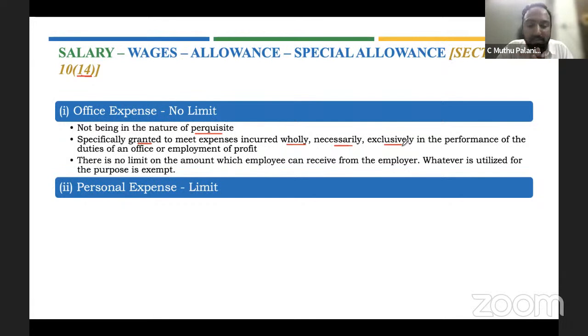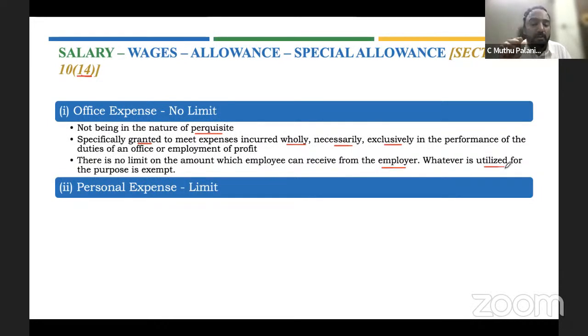So this is what you call not being in the nature of perquisite, specifically granted. There is no limit, but only to the extent it is received from the employer. For example, I've spent 6,000. My employer has given me 4,000. 4,000 is exempt. So only to the extent you are receiving from the employer is exempt. There is no limit, but whatever is utilized for the purpose is exempt.